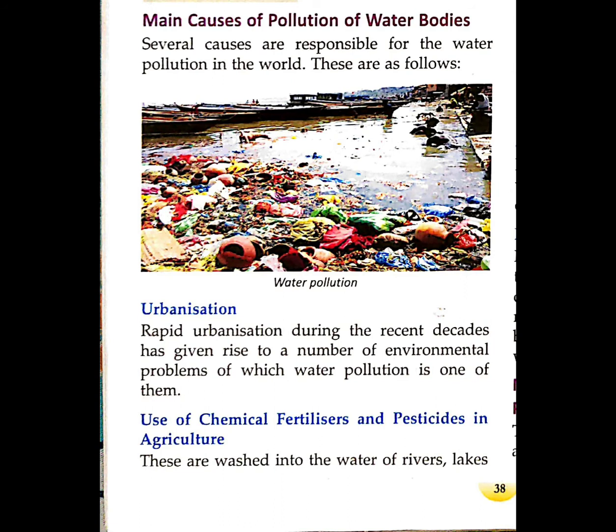What are the main causes of pollution of water bodies? Several causes are responsible for water pollution in the world. These are as follows. First is urbanization. Rapid urbanization during the recent decade has given rise to a number of environmental problems, of which water pollution is one. Because of urbanization, water pollution is caused.